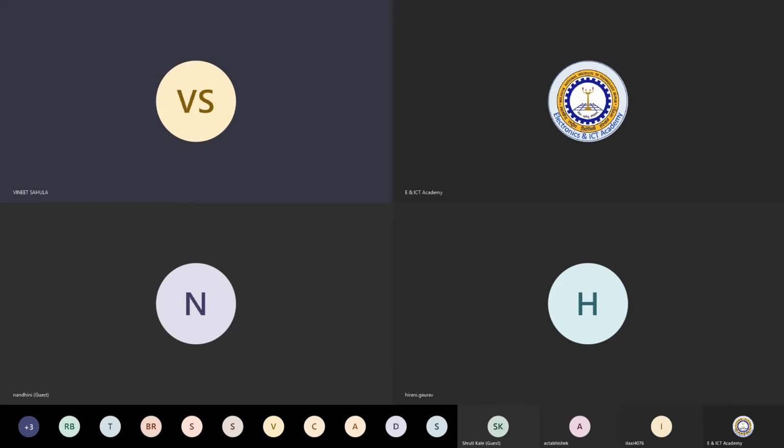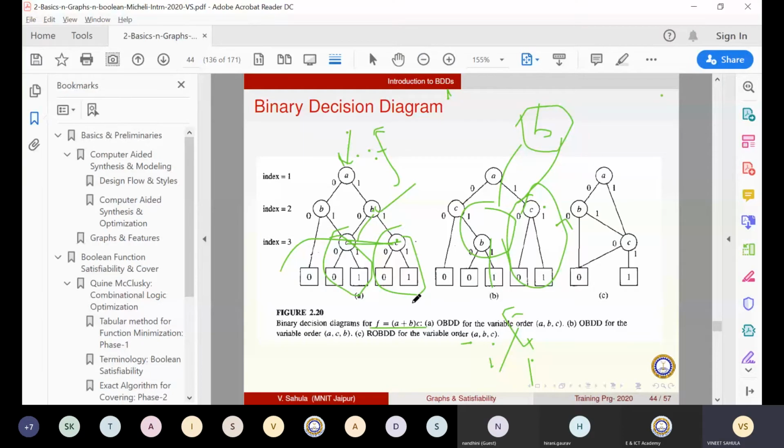I've lost track of that. So the second option is reduction when a parent from left side traversal and right side traversal has the same child, the parent is making no difference. So we remove the parent. If you see here, the parent is removed, right?